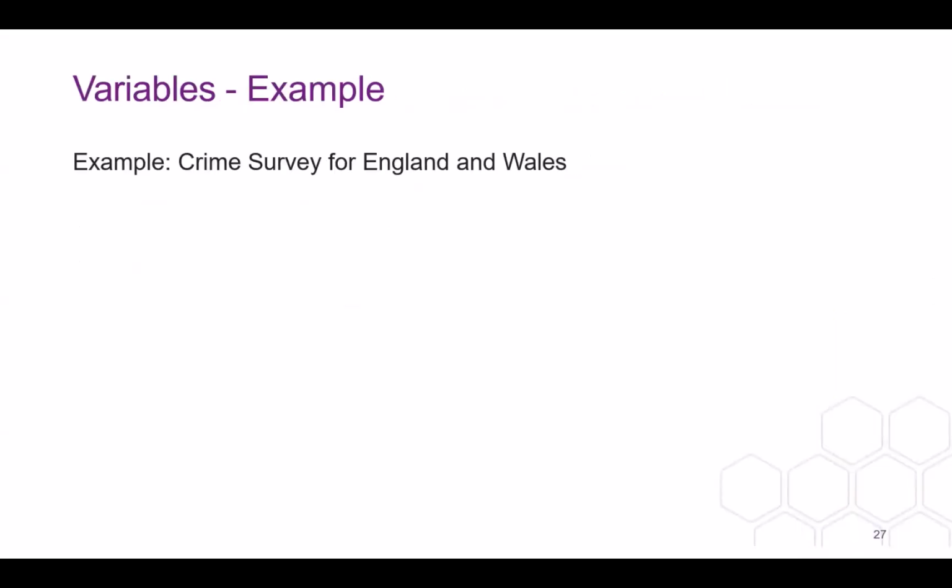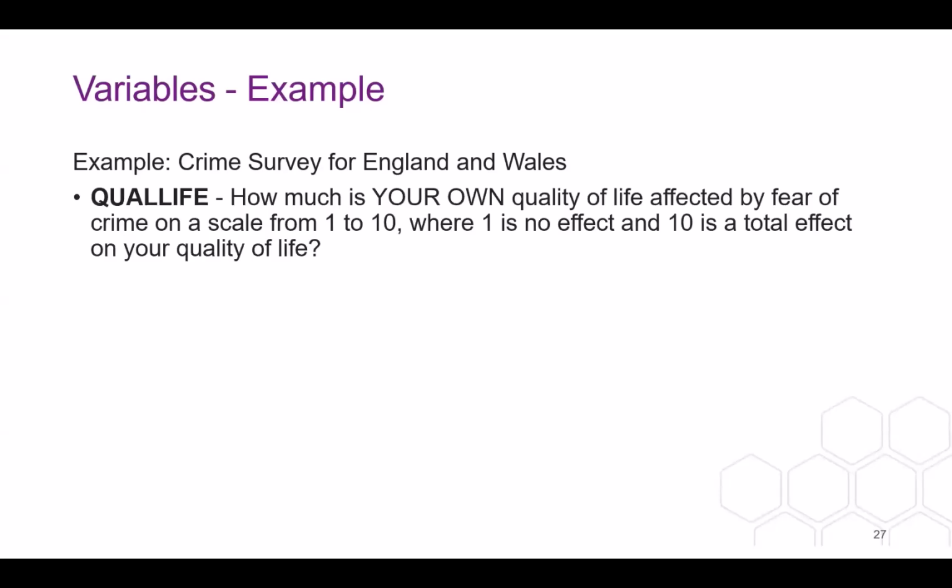So back to our variables. I've had a look in the codebook. I've gone to my documentation and I can see that the Crime Survey for England and Wales has two variables that I think might be good to measure our key concepts. The first of these is qual life, which is how much is your own quality of life affected by fear of crime on a scale of 1 to 10, and age, which records the respondent's age.